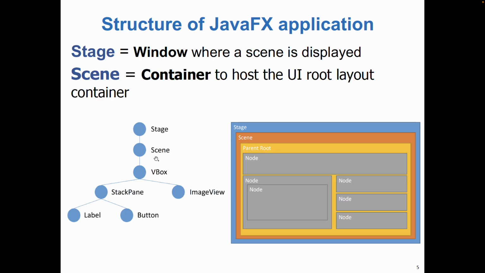Here you see again one part. Stage is our window, this blue one, and then in that one we have the scene. The scene has a container. It contains all the items in it. In that one, we say we need to have a V-box, which we will see later on, but it basically puts the items vertically. So we say they should be placed vertically.